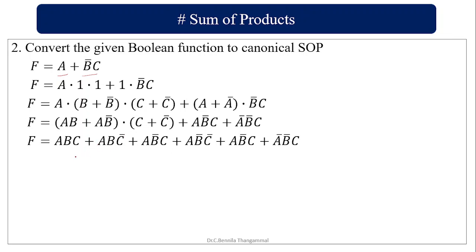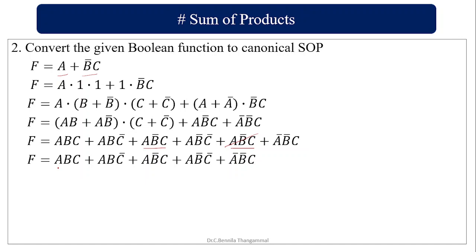So now I am just checking for the redundant terms. So in this one, is any redundant term there or not? So here this AB bar C, AB bar C. So I can remove one term. So I'll be having 5 terms: ABC plus ABC bar plus AB bar C plus AB bar C bar plus A bar B bar C. So these 5 terms have all the three Boolean variables in either original or complement form.